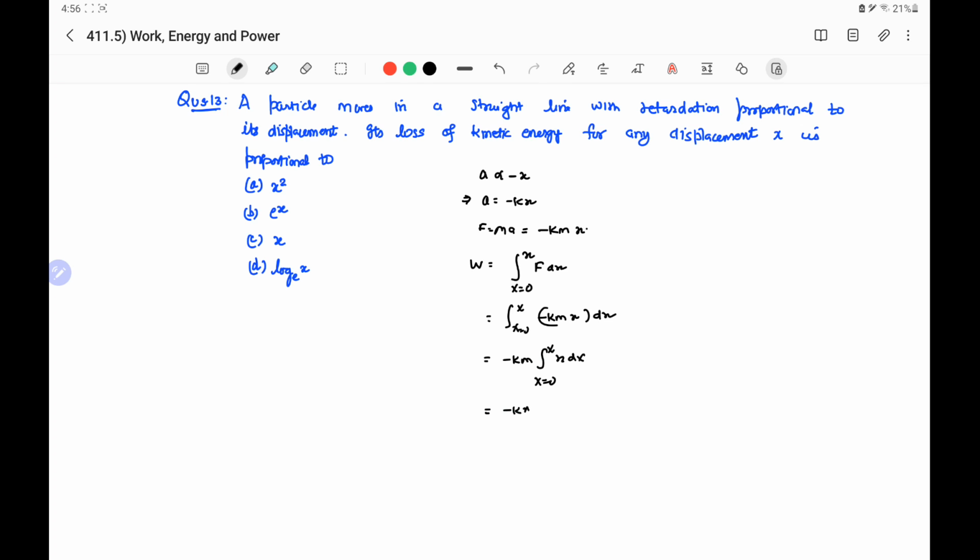On integrating, we will have integral of x is x square by 2 with limit 0 to x. It will be equal to minus km. Substituting the upper limit, it will be x square by 2, and then the lower limit, it is 0. So we will have minus km by 2 x square. Therefore, work is proportional to x square. Hence, option A is the correct option.